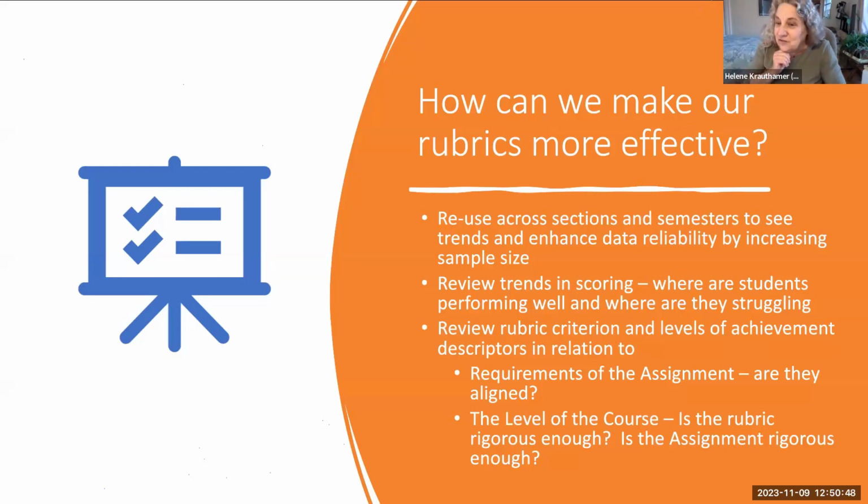Looking at the trends in scoring, where are students performing well and where are they struggling? These are discussions that we have as part of our general education program, looking at the overall analysis and saying, okay, how are we going to deal with it if perhaps they're not reading critically or they're not referring to sources accurately? And this is always an ongoing question, and looking at it over the trends over time.